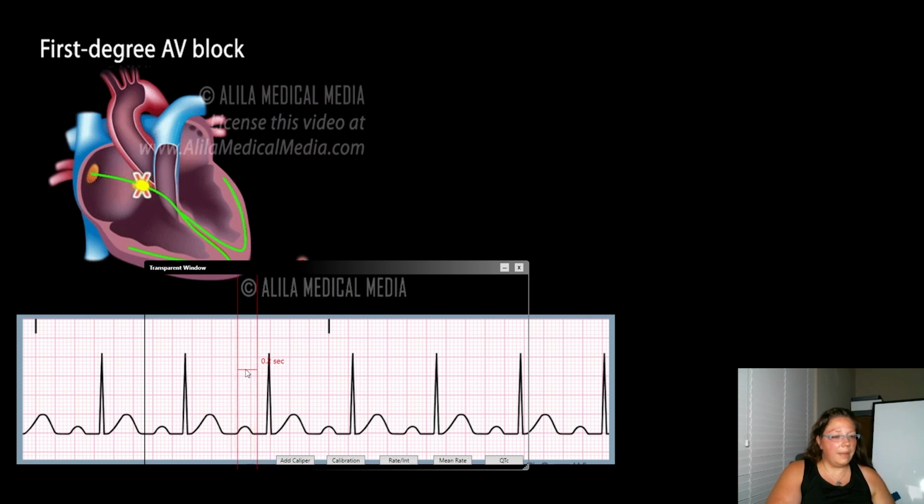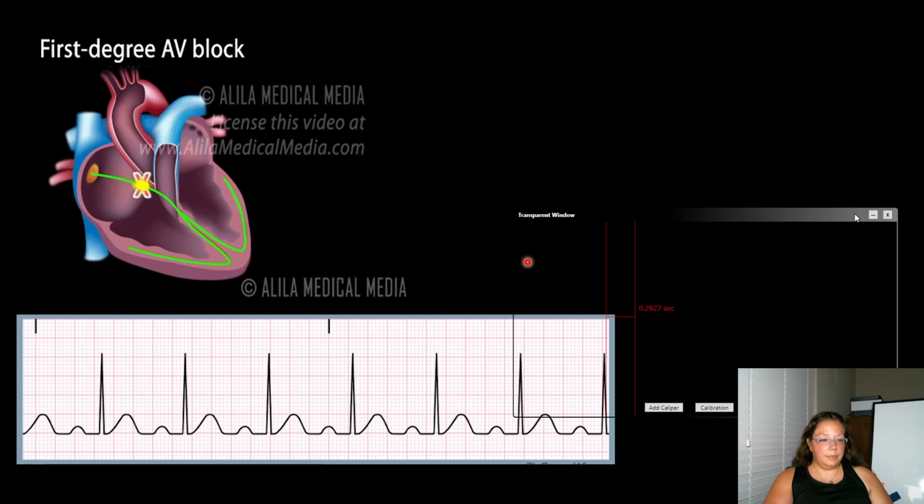Okay, we measure from the beginning of the P wave to the beginning of the QRS, and what do you know? It's 0.29 seconds, so almost 0.3 seconds apart, which means it's first degree block. What's a normal PR interval? Anything less than 0.2. So this is above 0.2, so we got ourselves some first degree block.